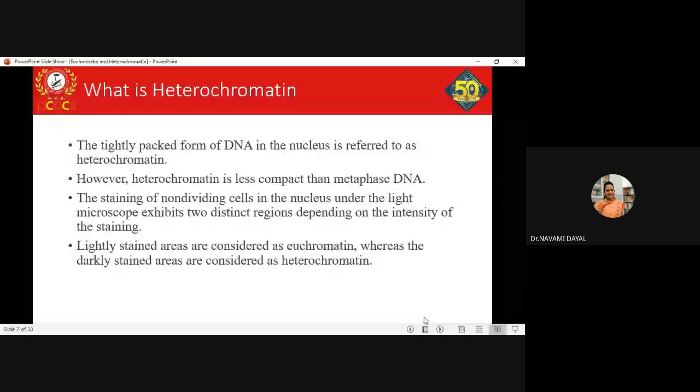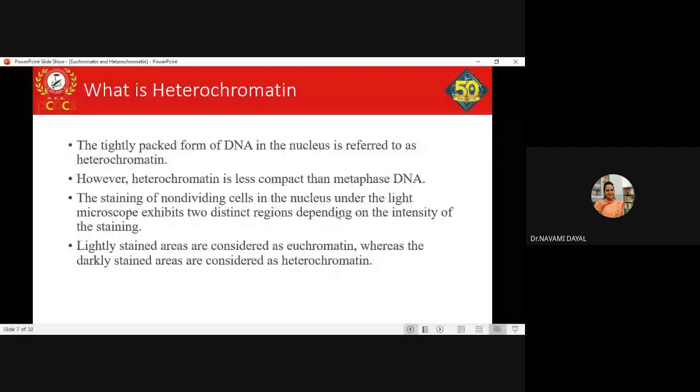Coming to what is heterochromatin. The tightly packed form of the DNA in the nucleus is referred to as heterochromatin, and heterochromatin is less compact than the metaphasic chromosome. It is comparatively less compact in structure as compared to the metaphasic chromosome.